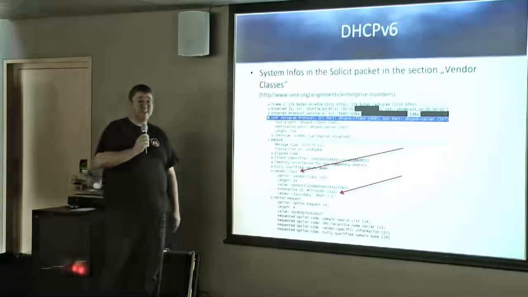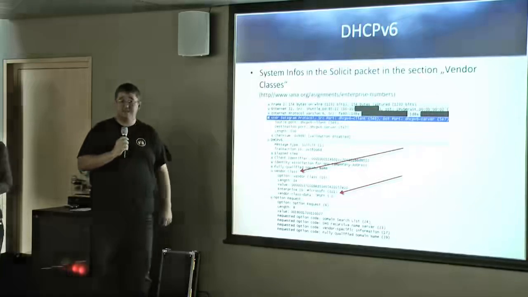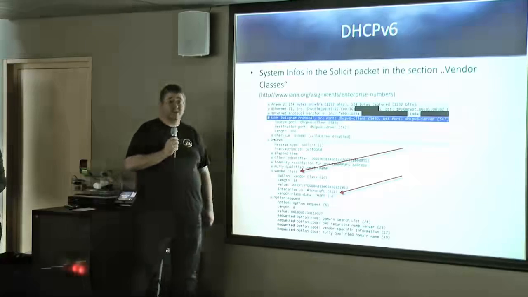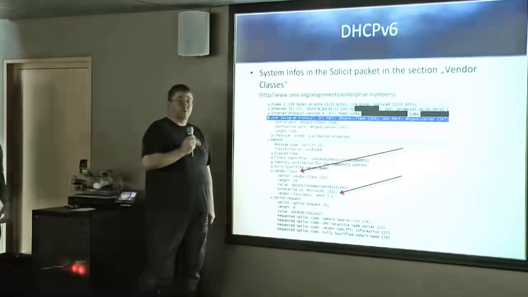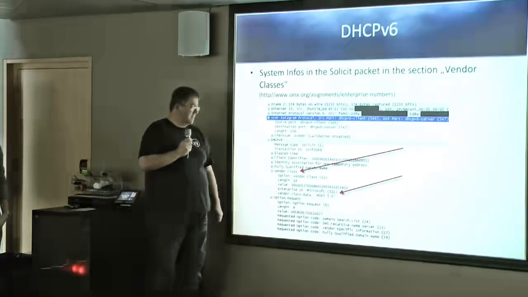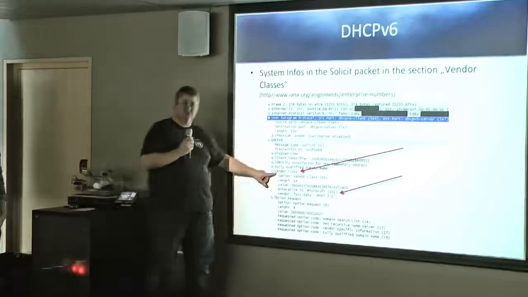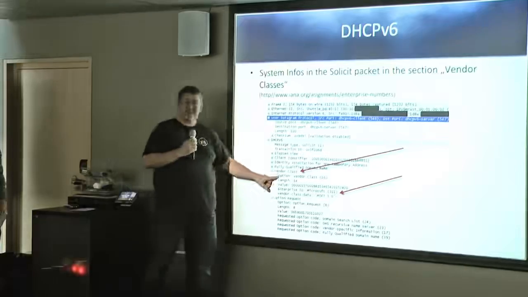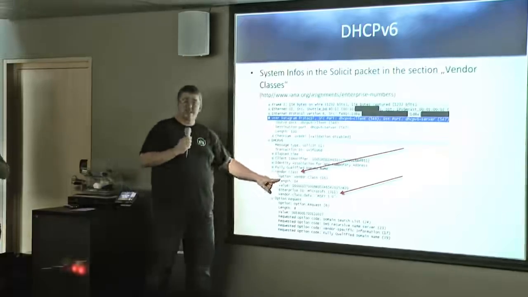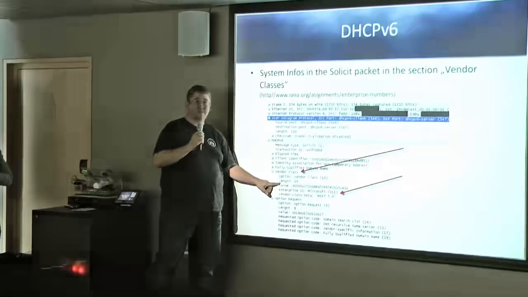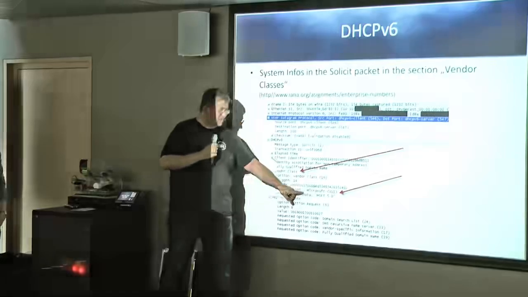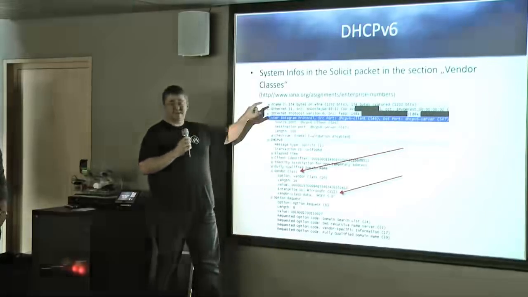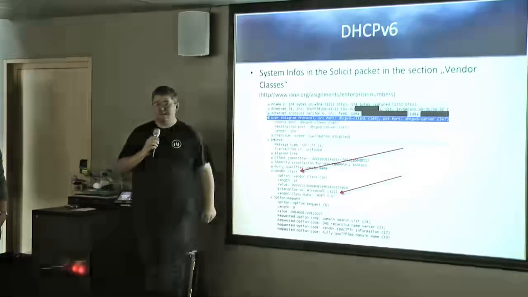Also, next playground is DHCPv6. We have seen here also Windows clients that are requesting an IPv6 address by DHCPv6. In this packet, you see some additional information. Here you see the vendor class. That means inside the DHCP requests, there is information about the host system or the client system. Here you can see it's Microsoft. With only this packet, I can see, okay, the sender of this packet must be a Windows system.